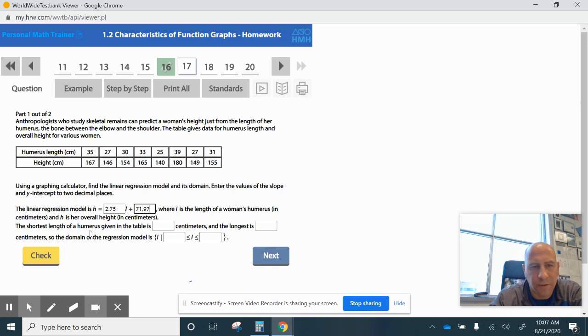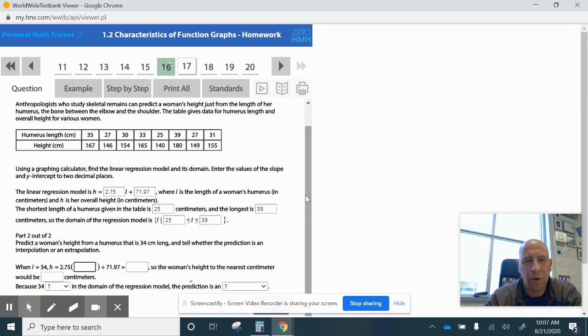The shortest length of humerus given in the table, so the shortest height in the table, give me a second, I'm looking at it, I'm going to say 140. Oh, it's right there. I'm sorry, I'm looking at my book. But 140 seems to be the smallest number. And the longest is 180. The domain of the regression model is between the shortest and the longest. So 140, the x value is 25, and the longest 180, x value is 39.